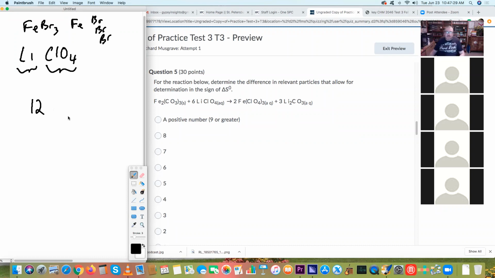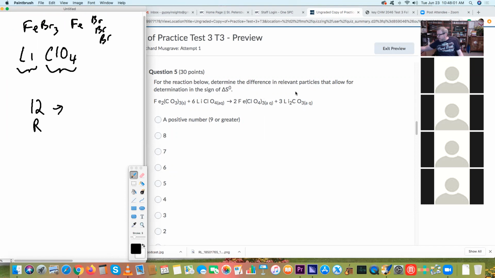We've got 12. Does anybody else want to take a guess at the product side? How many total ions do we have on the product side? What do you think, Adam? Yep. 2 iron and then 6 of the chlorate or chlorite. Perchlorate. But anyway, yeah. So how many total? 2 plus 6, 8. Yep. And what about the other one?